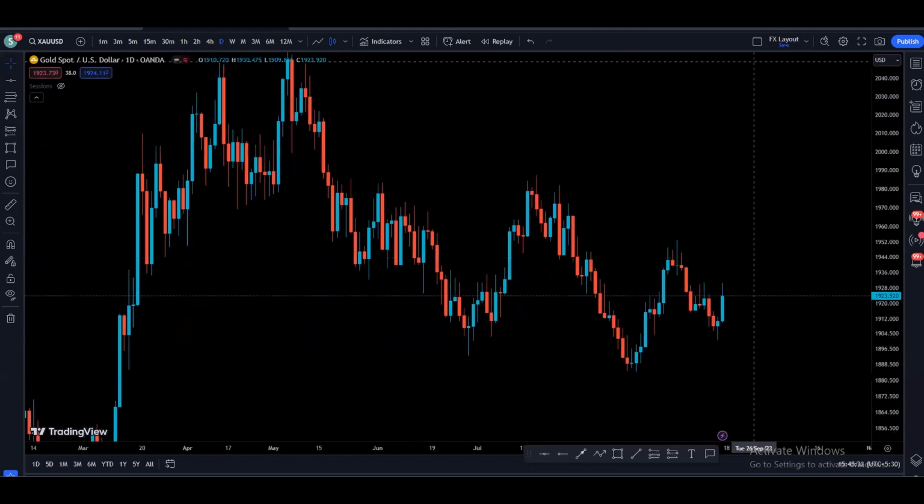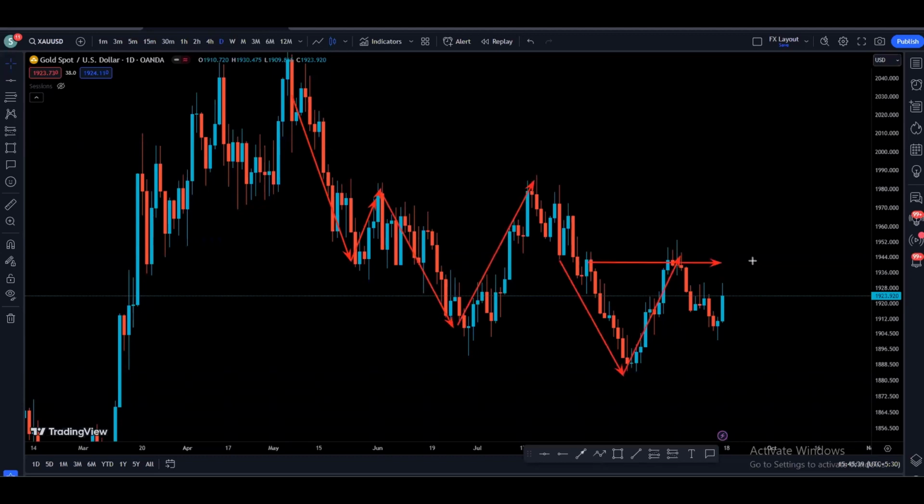So we can see that we created a low, lower high, lower low, lower high, lower low, lower high, created a resistance, and right now price is moving to the downside. Also, we can see that we created a support here at the previous support area, right? And the next support is right into these areas.